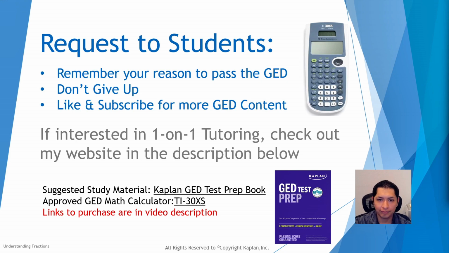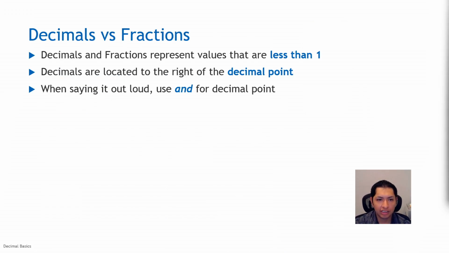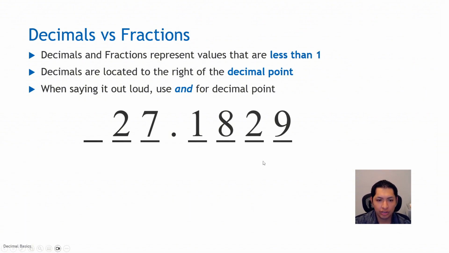All right, let's get started. Decimals versus fractions. Decimals and fractions both represent values that are less than 1. Decimals are located to the right of the decimal point, and when you say it out loud, you use the word "and" for the decimal point. So if we see here, we have a decimal number with two numbers, 2 and 7, to the left of the decimal point, and 1829 to the right of the decimal point.